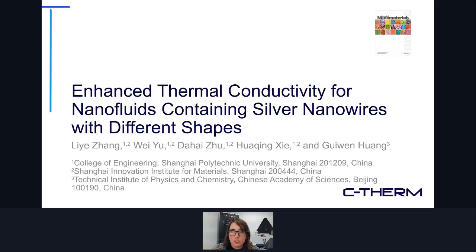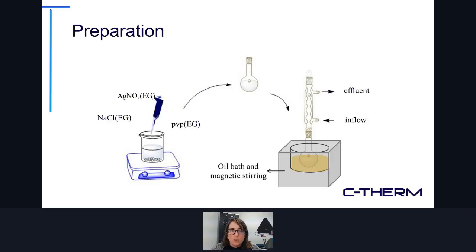So all of that said, let's jump into some application data. The first one is from a paper called Enhanced Thermal Conductivity for Nanofluids Containing Silver Nanowire with Different Shapes. In this case, what was done was first silver nanowires were synthesized using this process that you see here, where the silver was originally developed from silver nitrate, and then it was reduced into these silver nanowires. And that was done over an oil bath with stirring.